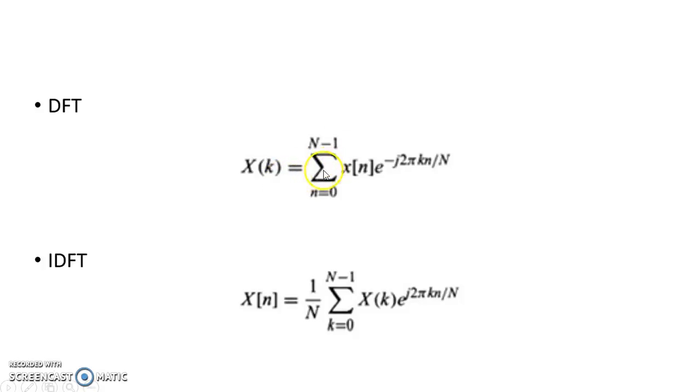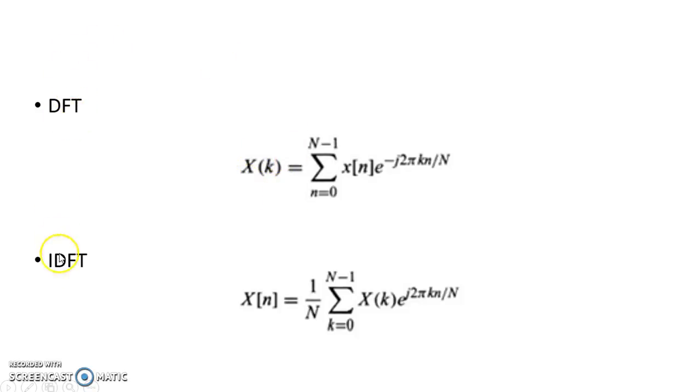Now, when you look at this DFT and the formula here, you can see that x of k is equal to summation n equal to 0 to n minus 1 x of n e raised to minus j 2 pi nk by capital N, and instead of x of omega, you're getting the discretized version of x of omega as x of k.